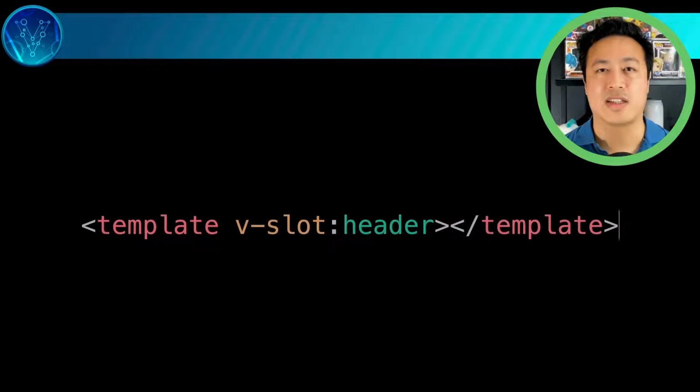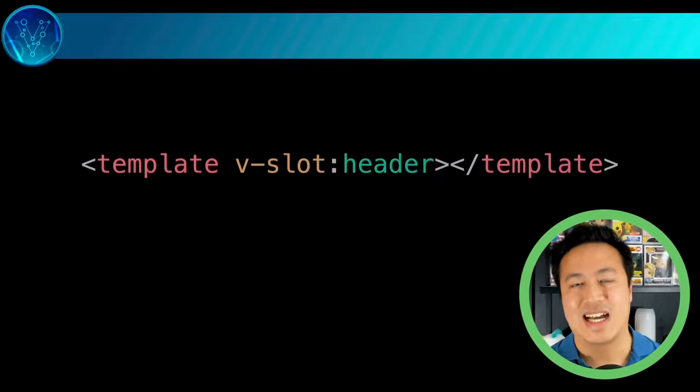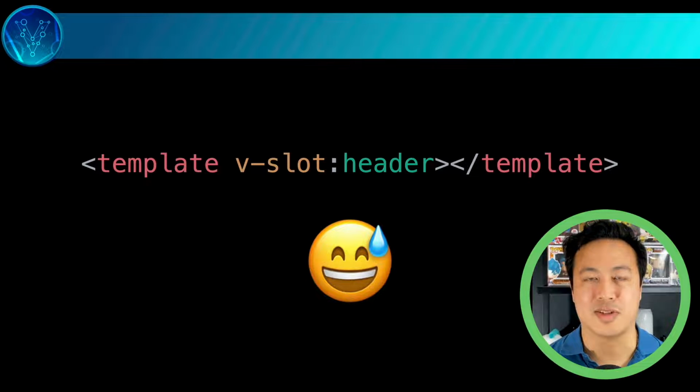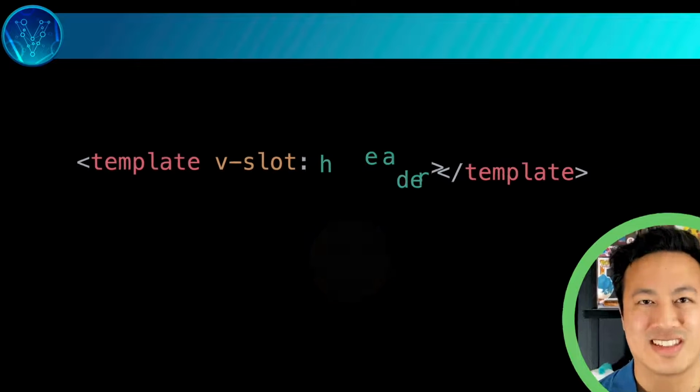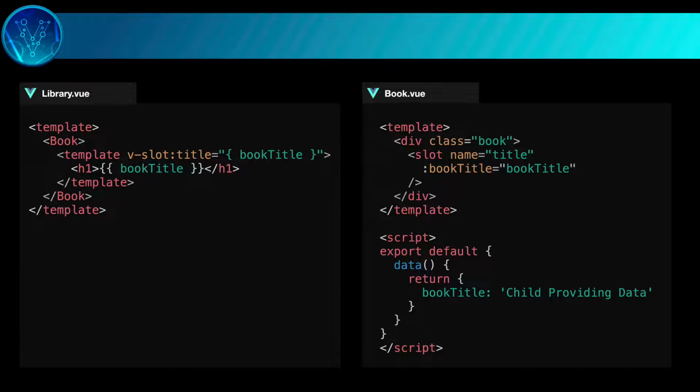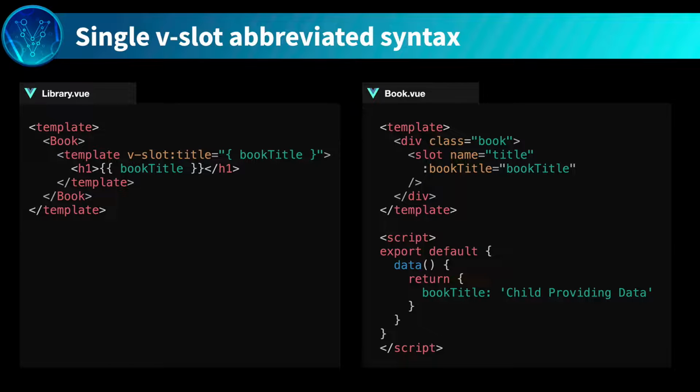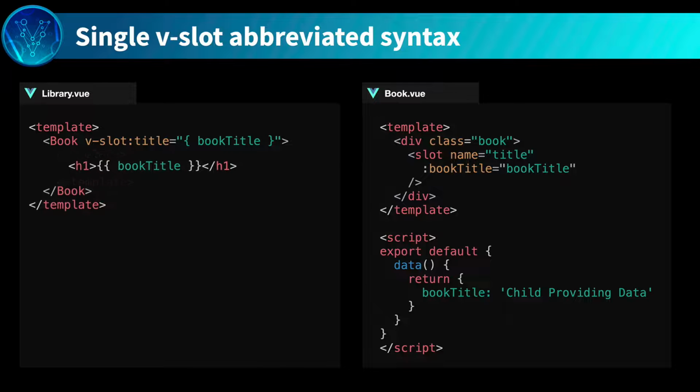In the last lesson, remember how I said that the v-slot directive can only be applied to the template element? Technically, I lied. There is an exception to this rule, and we're going to go over it right now. So when a component is being used with only a single slot, just like our book component with the sole title slot, we can actually shortcut how it's written inside of library.vue. We can actually apply v-slot directly onto the component and remove the template blocks.